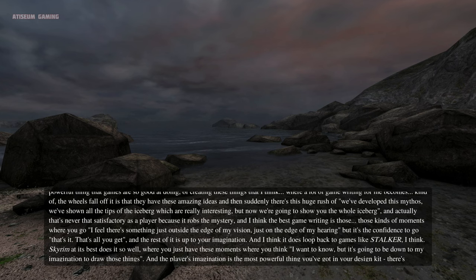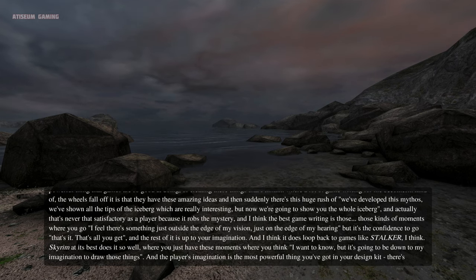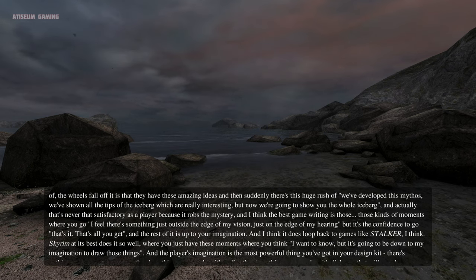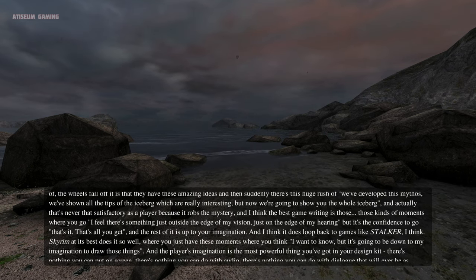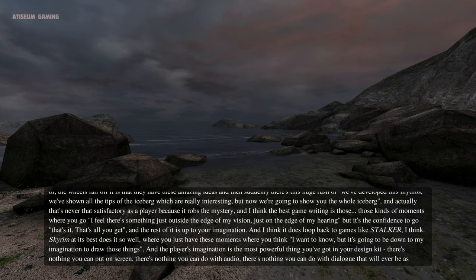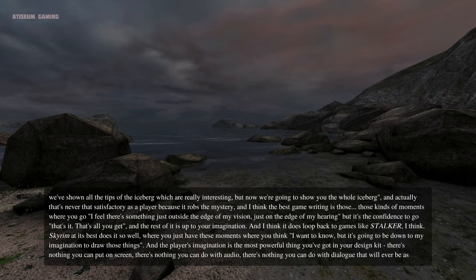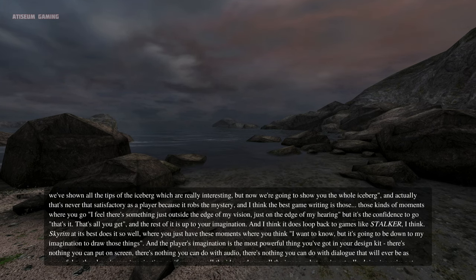That's all you get, and the rest of it is up to your imagination. And I think it does loop back to games like Stalker. I think Skyrim at its best does it so well, where you just have these moments where you think, I want to know, but it's going to be down to my imagination to draw those things. And the player's imagination is the most powerful thing you've got in your design kit.